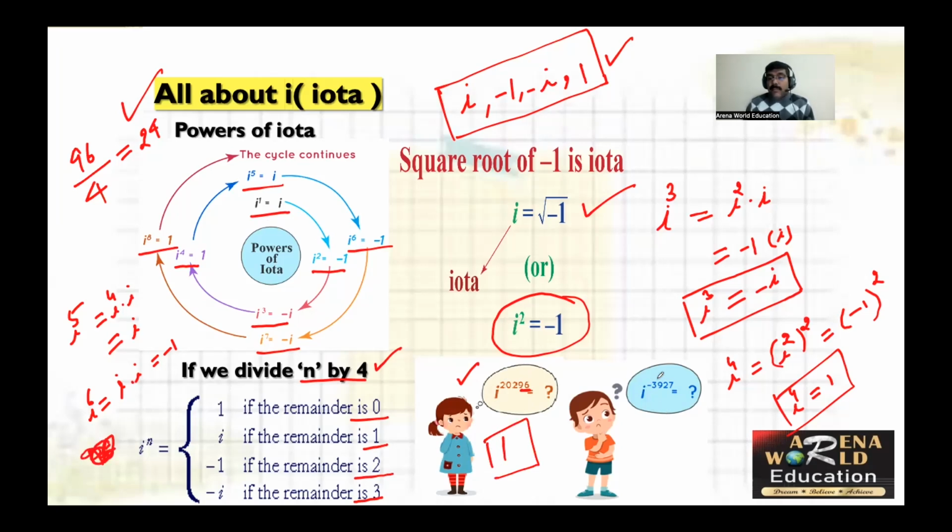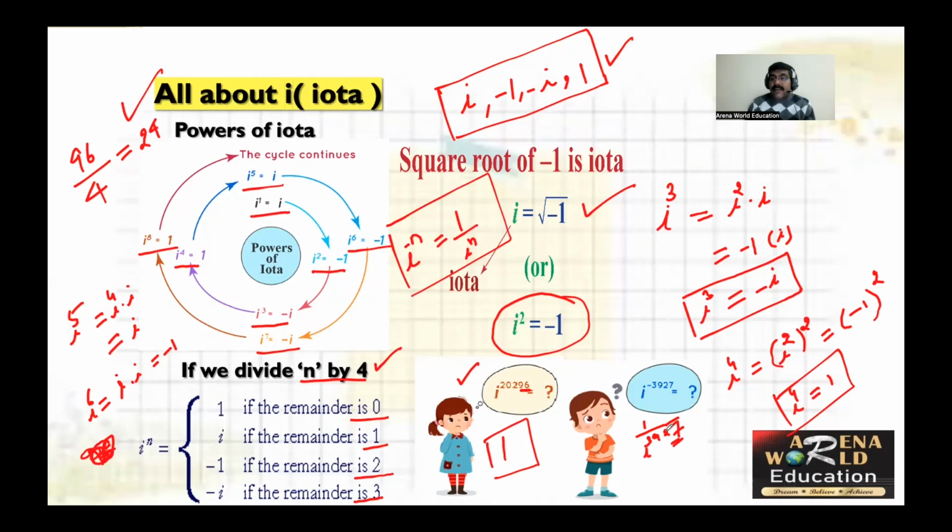Iota raised to power minus 3,927. Always remember, whenever we see any question of the type iota raised to power minus n, first of all we will write it in the form of 1 upon iota raised to power n. Right? So this will be 1 upon iota raised to power 3,927. Right? Then the same process.